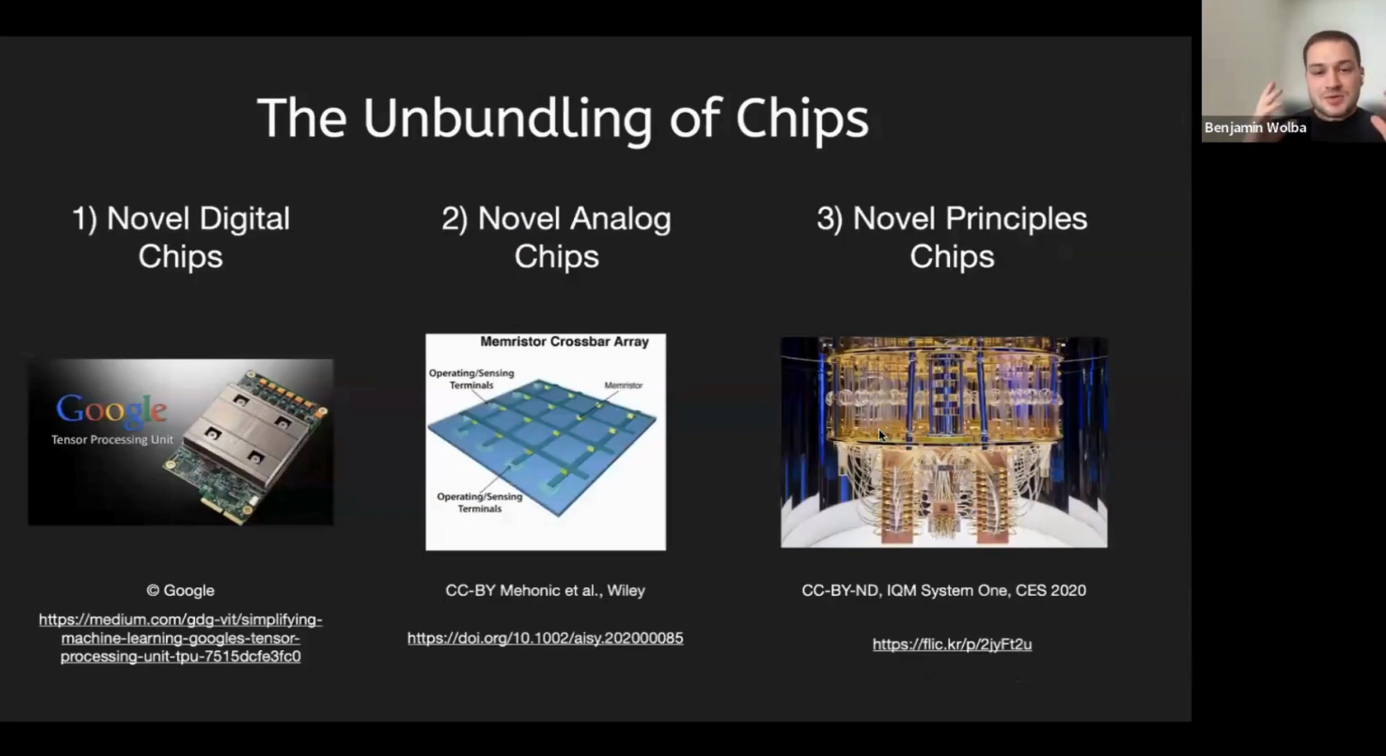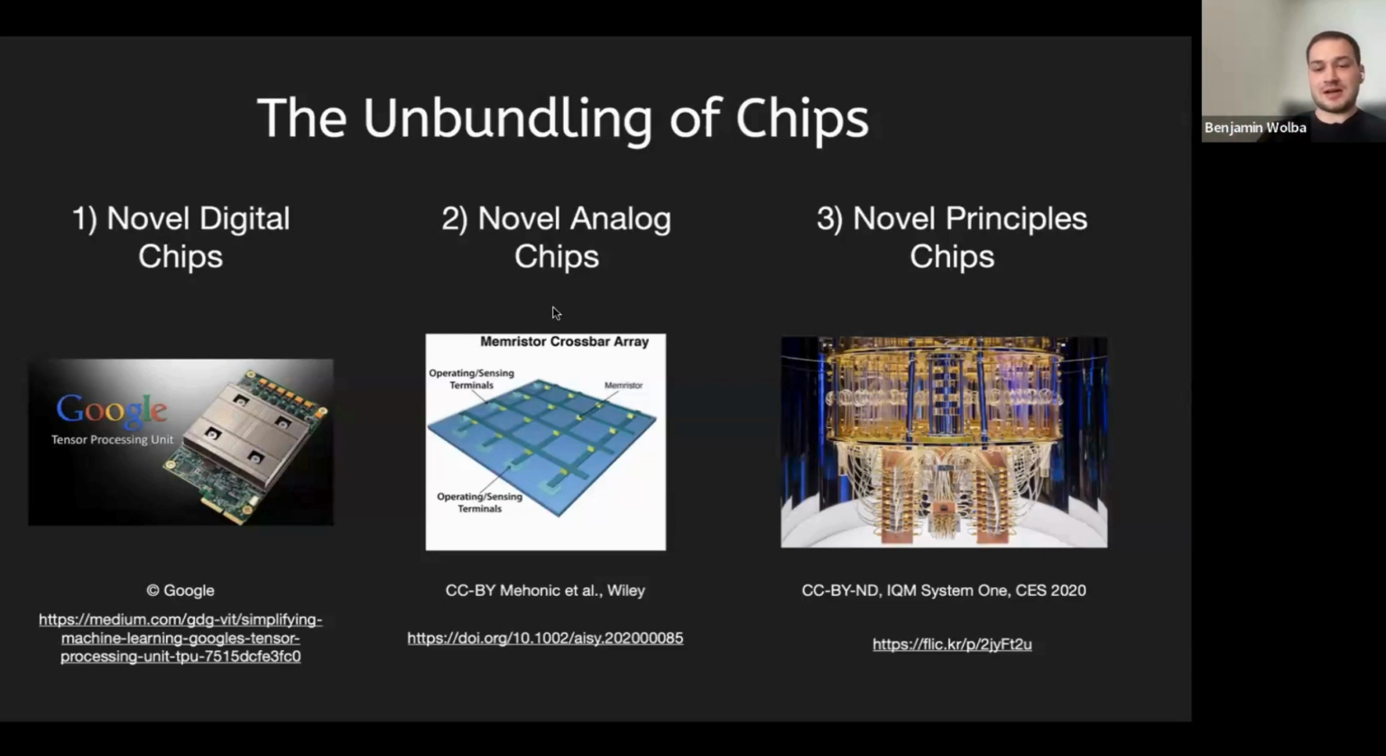Now, how to think about this in terms of structure? I'd say there are about 3 levels of abstraction for how to think about novel chips. One is novel digital chips. So we stay digital, we still deal with zeros and ones, but we think about a better architecture for the use case at hand. For example, Google's tensor processing unit for machine learning, or Groq's chip. Those are still digital, but they're just faster. They're more performant because they're specialized to the use case, that is machine learning.